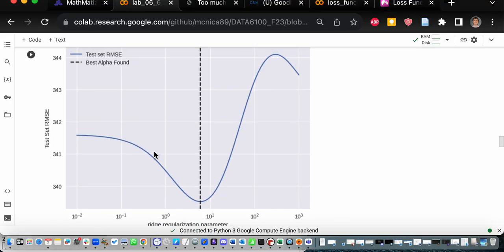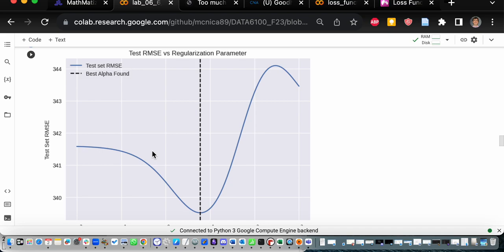Let's do this. So basically, what I told you is ridge regression. So far we did it on a mathematical example. It worked great. We do it on a real life example, and it sucks. So how do we fix it? How do we make it work?